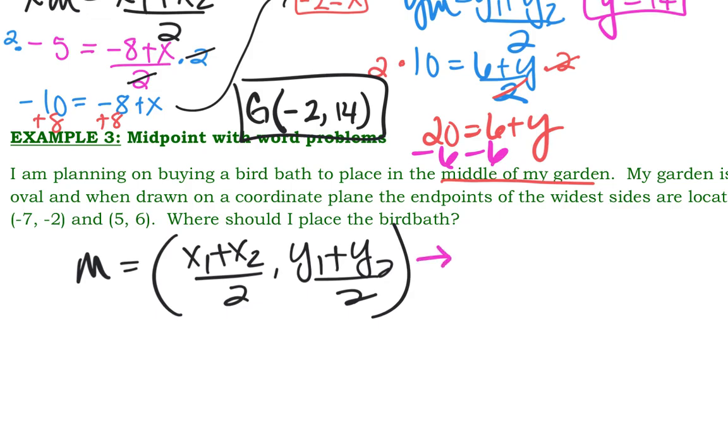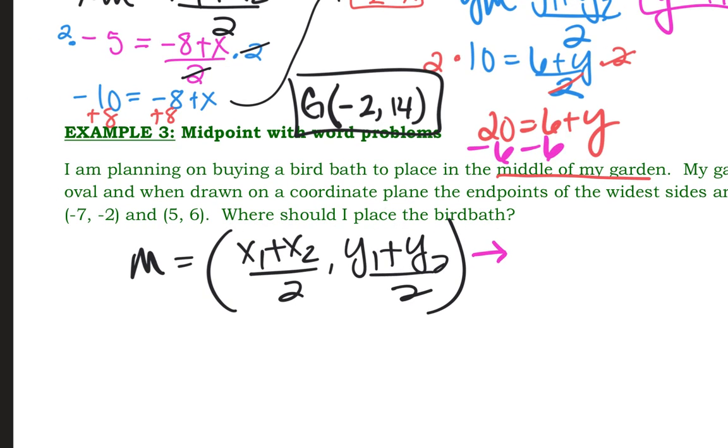And with this one, you really don't have to label. You can just pick out your x's, pick out your y's. What are your x values? -7 and 5. All right. So -7 plus 5, divided by 2. What are the y's? -2 and 6, divided by 2.